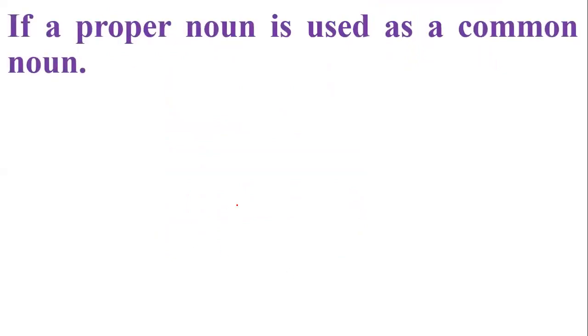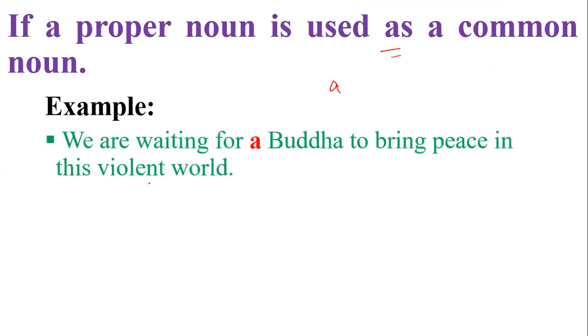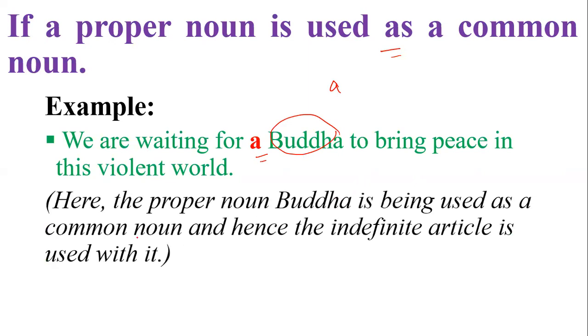Now here we can see, if a proper noun is used as a common noun. In some cases we can use a proper noun as a common noun, and in that case we can use article A before such nouns. Here is an example: we are waiting for a Buddha. Now Buddha is a proper noun, but it is used here as a common noun for a particular kind of human being, a Buddha to bring peace in this violent world. In explanation, the proper noun Buddha is being used as a common noun. Hence, an indefinite article is used before such a proper noun.